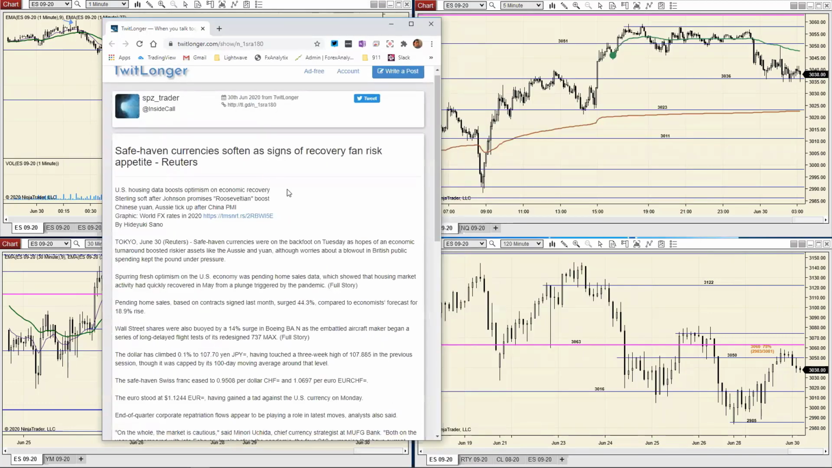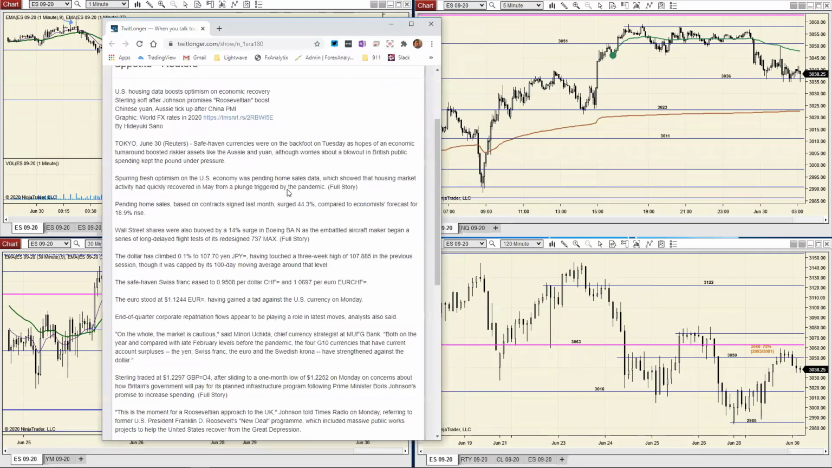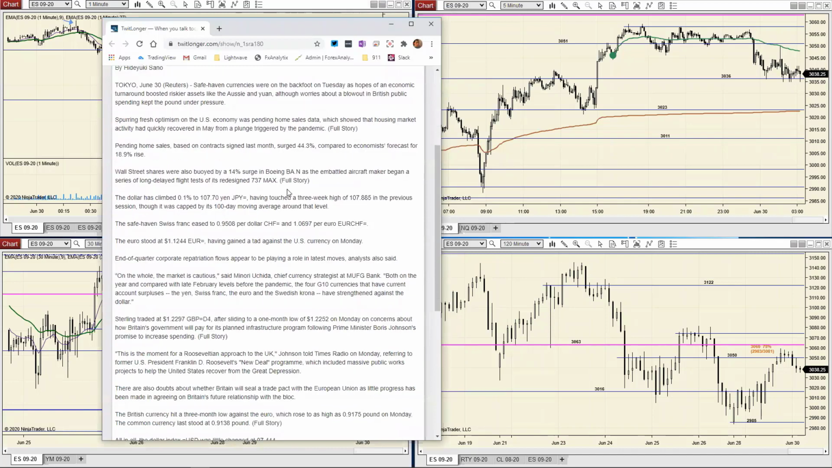Safe haven currencies softened as the signs of recovery fan risk appetite. Safe haven currencies were on the back foot on Tuesday as hopes of an economic turnaround boosted riskier assets like the Aussie and the Yuan, although worries about a blowout in British public spending kept the pound under pressure. Spurring fresh optimism on the U.S. economy were pending home sales, which showed housing market activity quickly recovered in May from a plunge triggered by the pandemic.